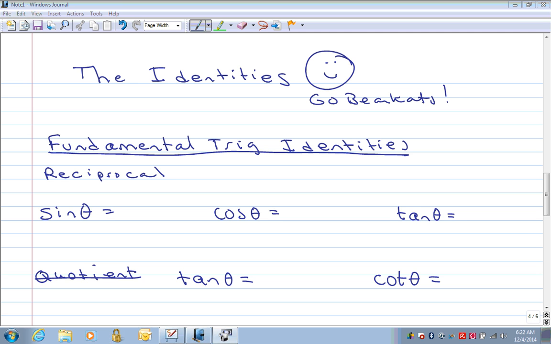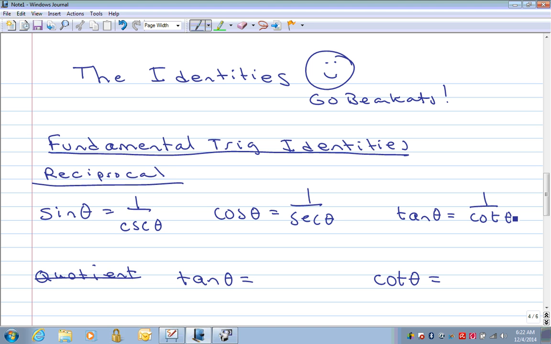So our identities, remember that sine and cosecant are friends. So the reciprocal, we're talking about reciprocal identities first. The reciprocal identities, sine would also be equal to 1 over cosecant theta. And cosine theta would be equal to the reciprocal, 1 over secant theta. And tangent would be equal to the reciprocal identity of 1 over cotangent theta. And you're going to use the reciprocal identities. Probably one of the most used identities are reciprocal identities.